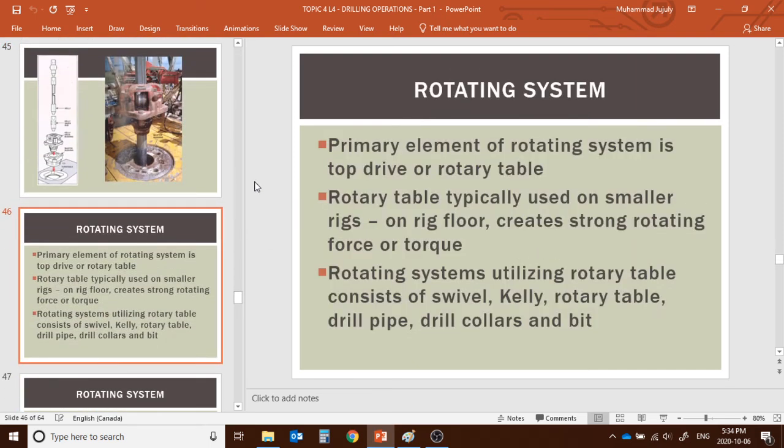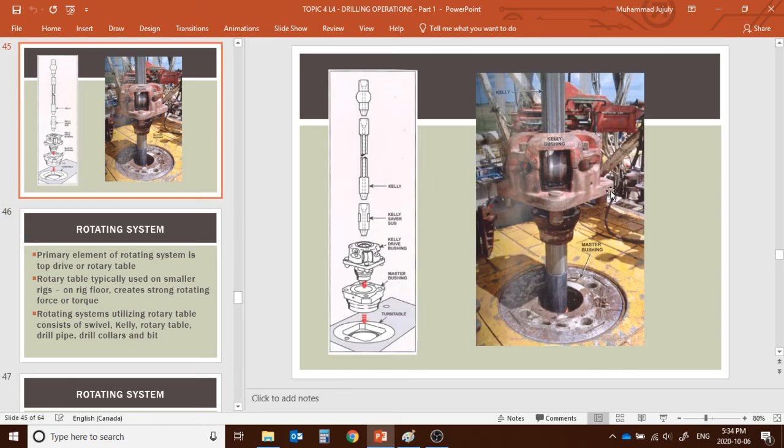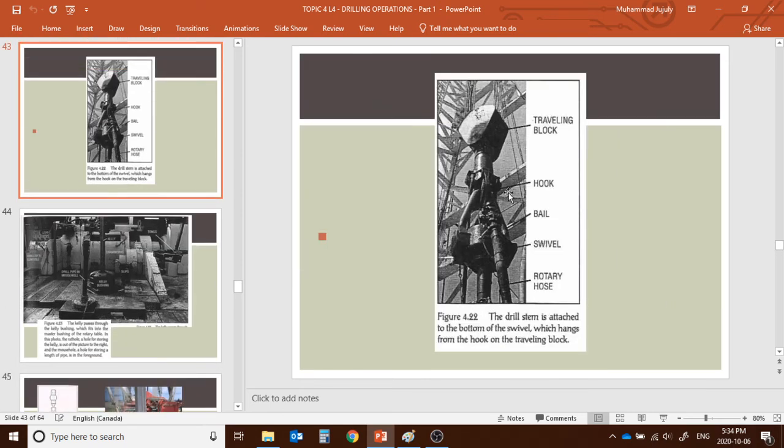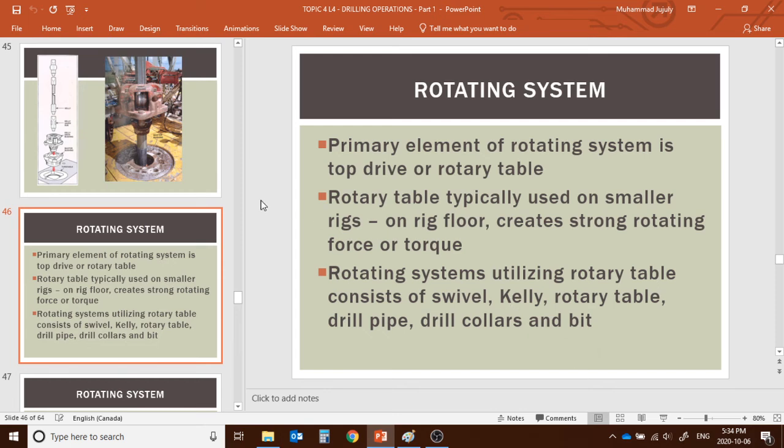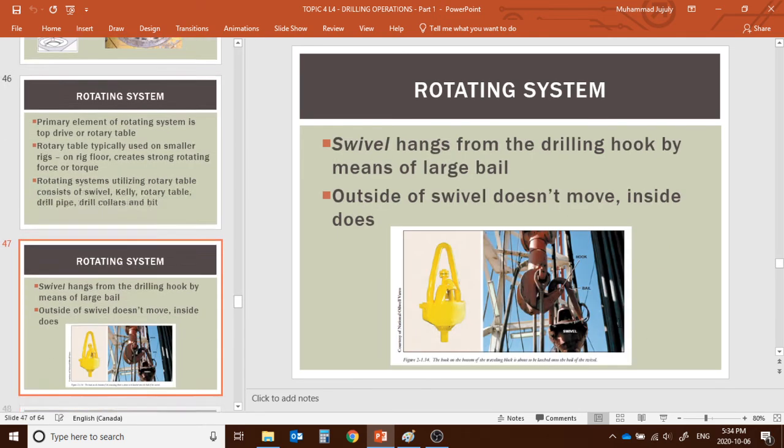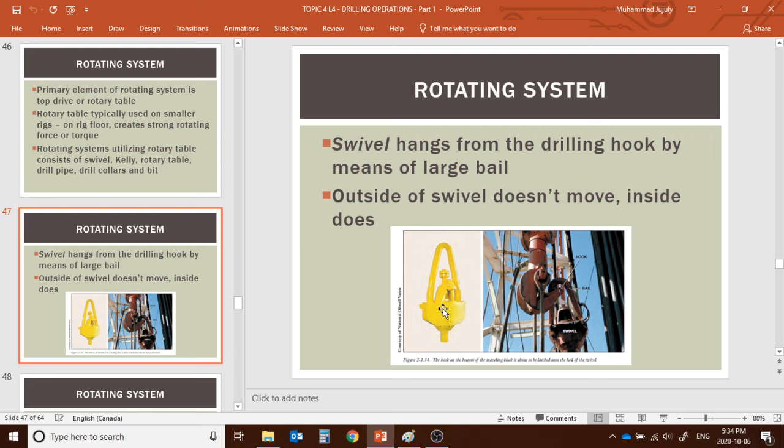The primary element of the rotating system is the top drive or the rotary table, and the rotary table is typically used on smaller rigs. The rotating system utilizes the rotary table, which has the swivel here. This swivel is connected with the Kelly and the Kelly bushing, and the drill pipes and the drill collar, and at the end we have the drill bit.